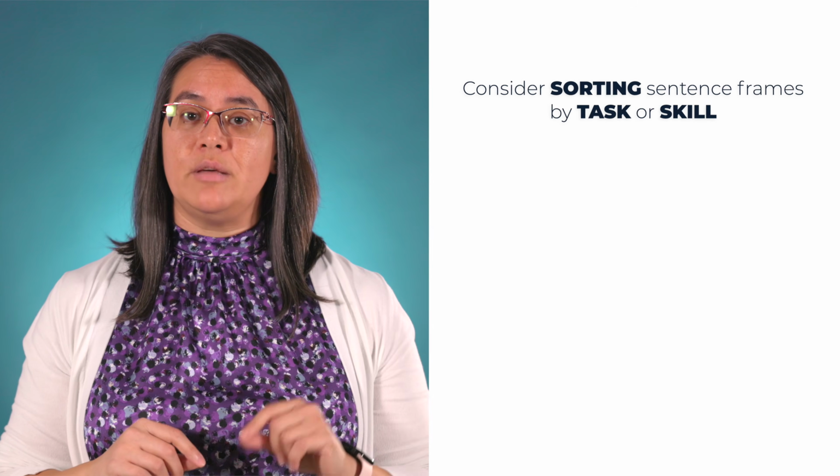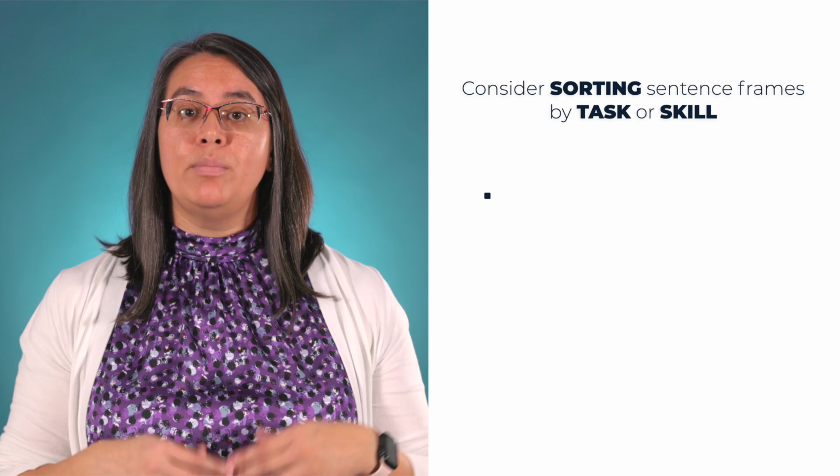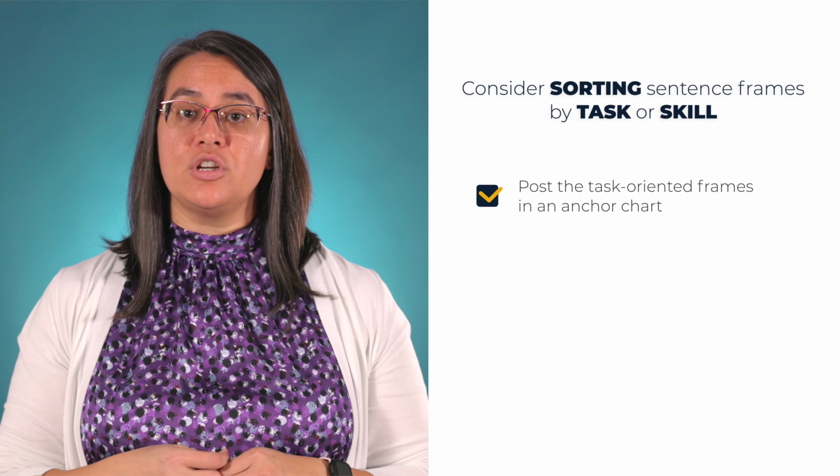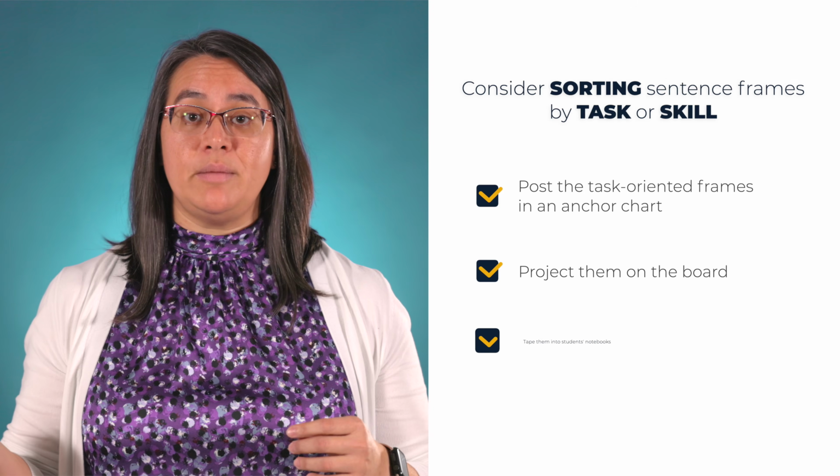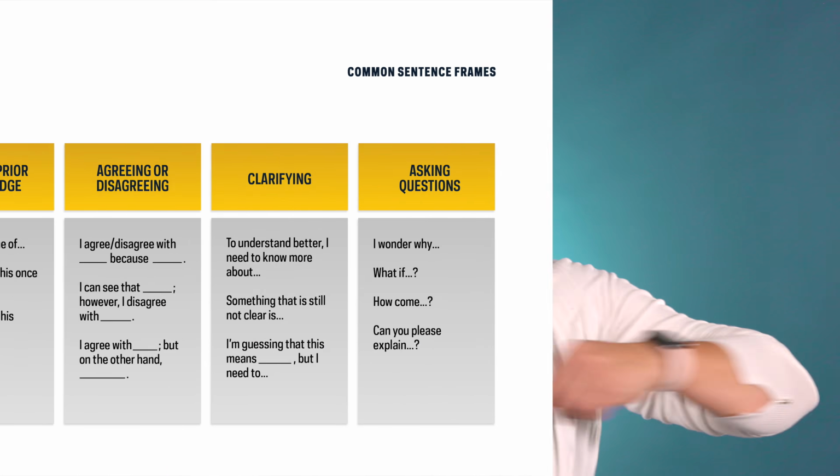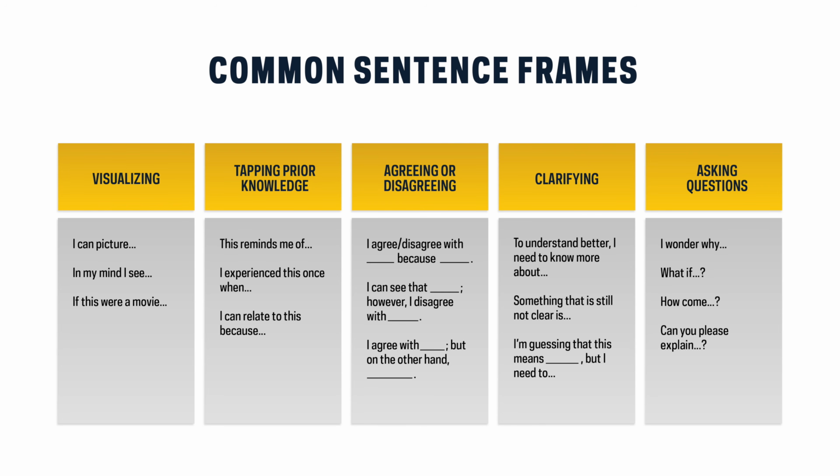Rather than posting a long list of sentence frames in your classroom, or offering them happenstance, which is still helpful, consider sorting them by task or skill. Post the task-oriented frames in an anchor chart, project them on the board, or tape them into students' notebooks. Here are some common sentence frames that you may already be using in your classroom. As you can see, they fall into a variety of different task or skill categories.